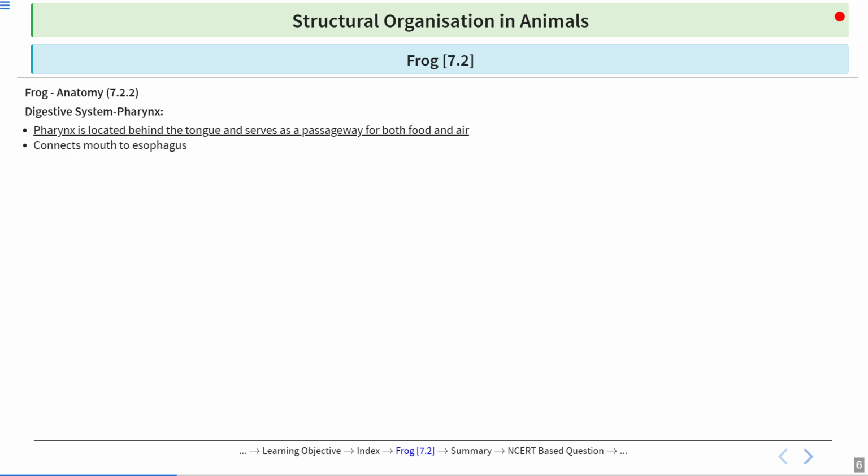It connects the mouth to the esophagus. In this region, we have the buccal cavity, right? The mouth leads to the buccal cavity, and between the buccal cavity and the esophagus, what is present? This pharynx region. So it is connecting the mouth and buccal cavity to the esophagus.